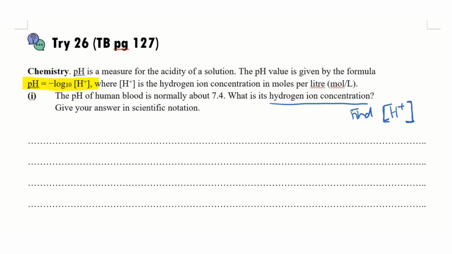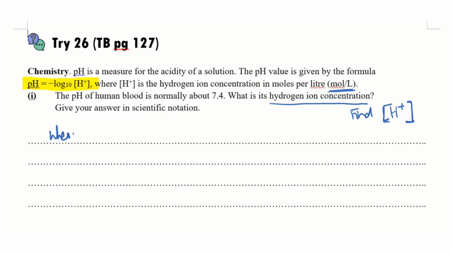So give your answer in scientific notation. That means that it will be in mole per liter. That's the unit for this concentration. So you can ignore all the chemistry terminologies if you're not familiar with them. We just need to focus on identifying what is the symbol to be using. So the pH is 7.4.